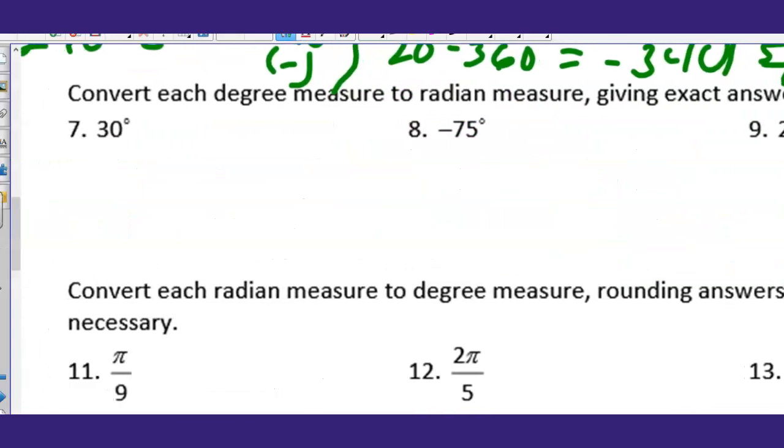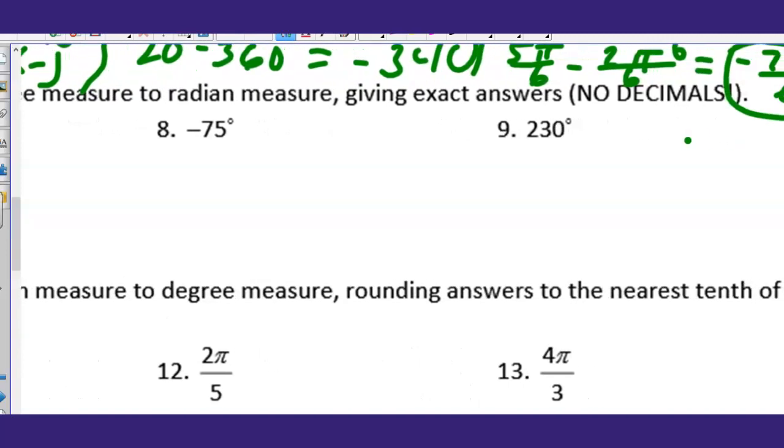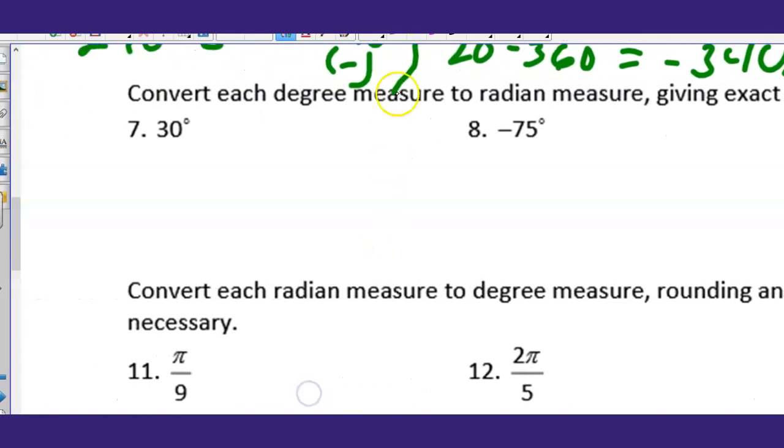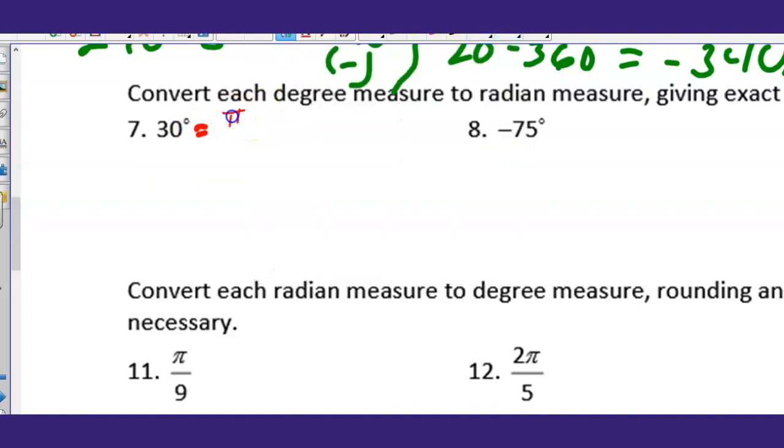All right, for this next example right here, convert each degree measure to radian measure, give an exact value, no decimals. So we need to convert these degrees. To convert to radians, you're going to multiply by pi over 180. And what that gives us is 30 pi over 180, which we can reduce to pi over 6.